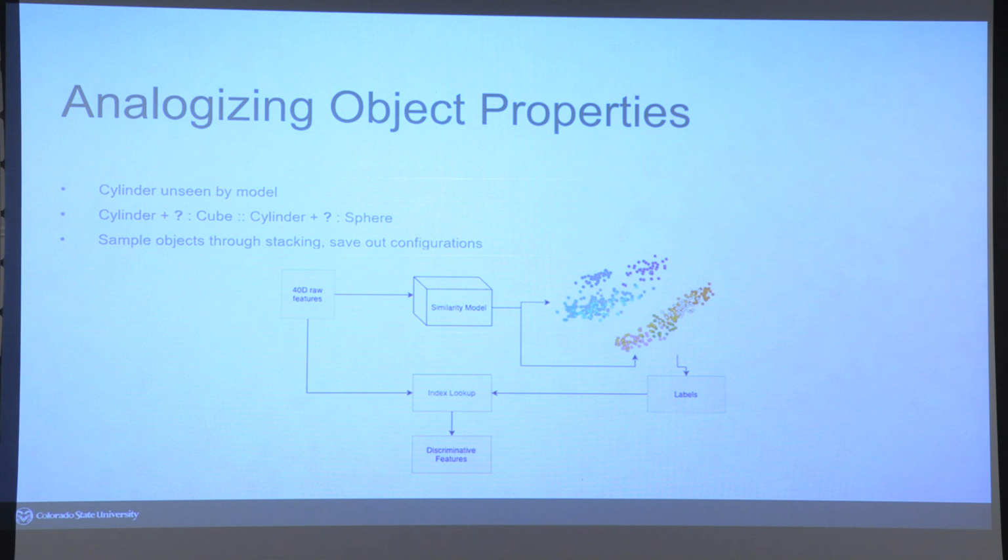So the cylinder is unseen by the model. So basically what I'm looking for is an analogy. Cylinder plus some variable is to cube, as cylinder plus some other variable is to sphere. I'm trying to tease out the nature of those variables.